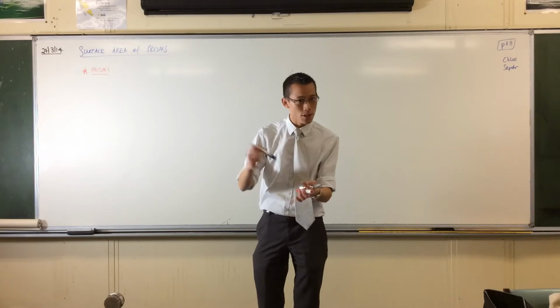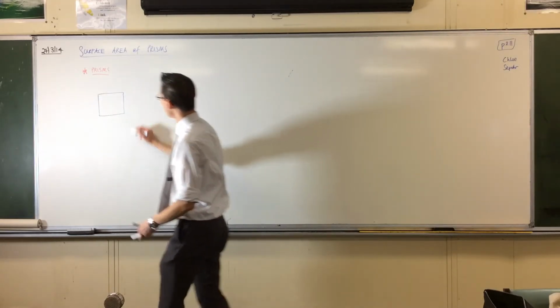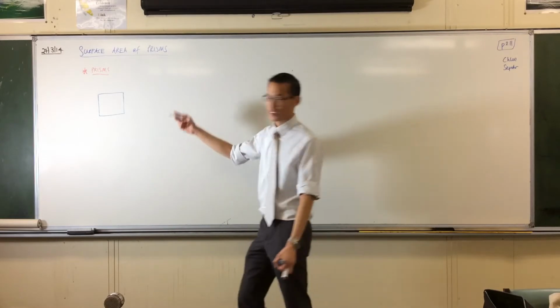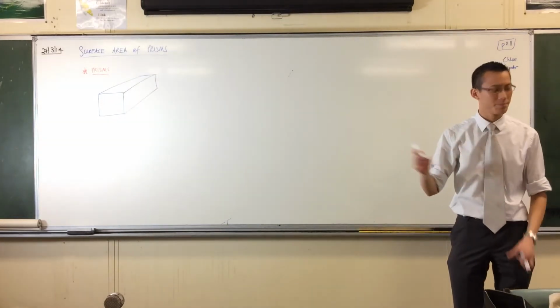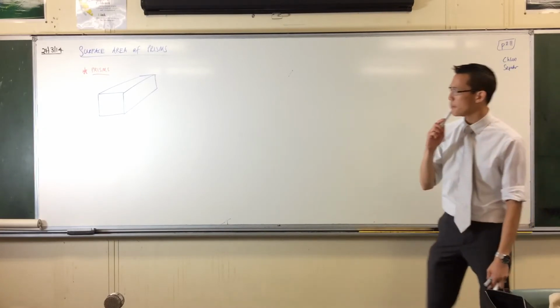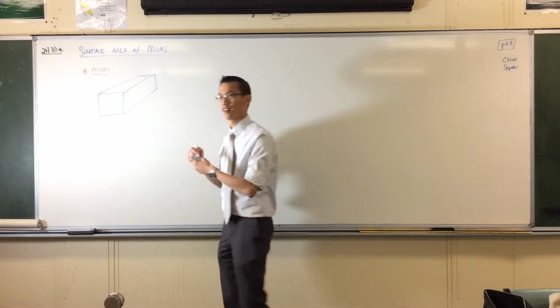Okay. So let me draw one for you. Here you go. That's a square. I'm calling it a square. But if I do this, here's my prism. To help you see it a little clearer, because it's not see-through, I'm going to put some dotted lines on here.